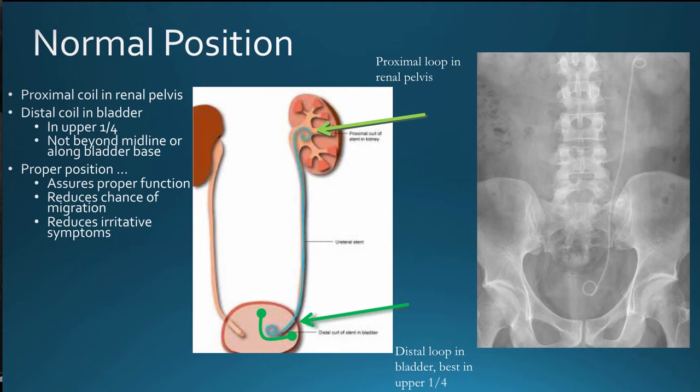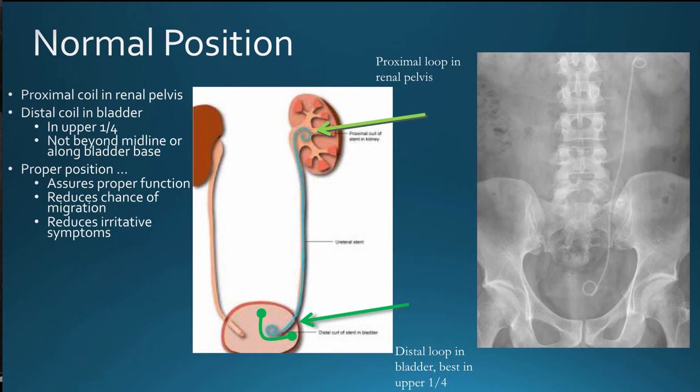Okay, so let's talk about the normal position, or the expected or hoped-for position, of a placed ureteral stent. Well, obviously the proximal coil or pigtail should be within the renal pelvis. The distal pigtail should be not just barely into the bladder, but 4 to 5 centimeters beyond the ureteral orifice is optimal.